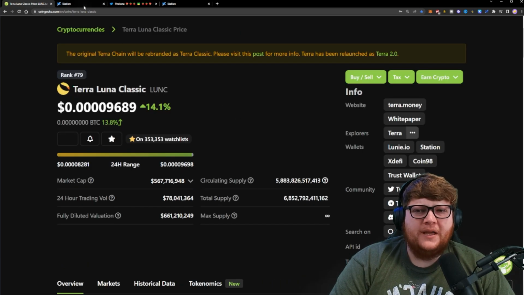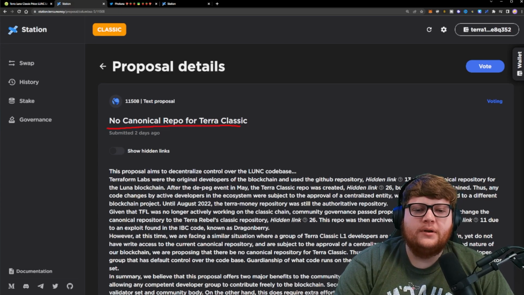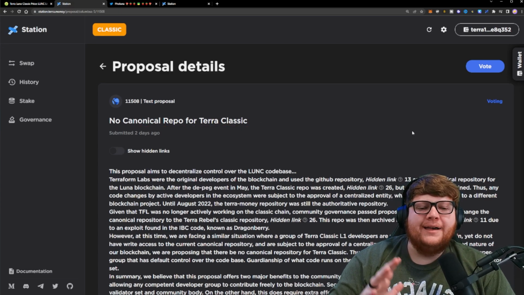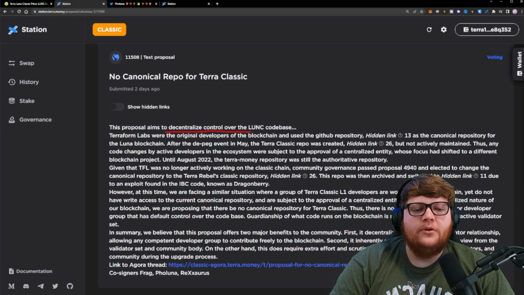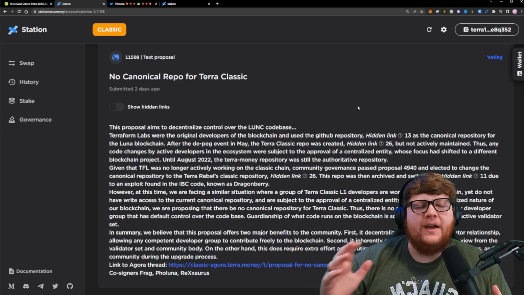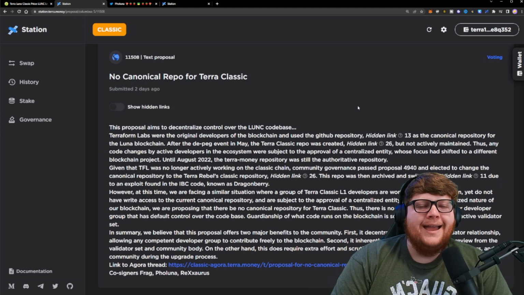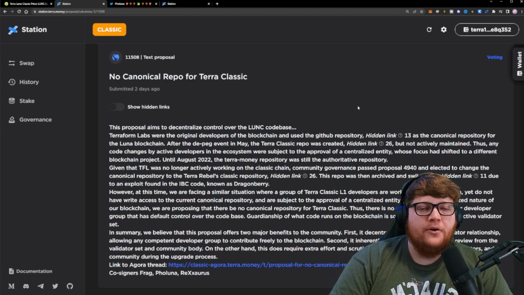Now, the critical update for the Terra Luna Classic ecosystem is this proposal, no canonical repo for Terra Classic. This might be confusing, but essentially what this is trying to do is decentralize control over the Terra Luna Classic code base. Right now, Terra Luna Classic has a bunch of different factions within the community, and the problem is that one single faction has control, has access over the code base.